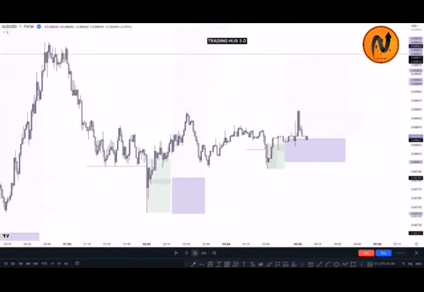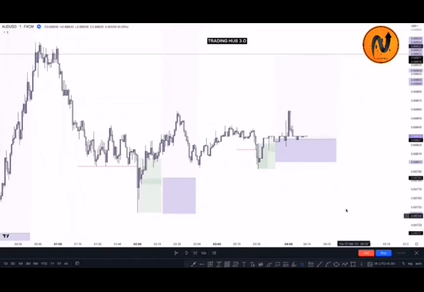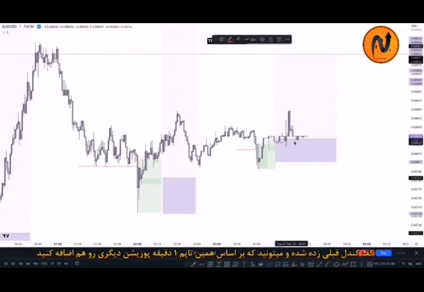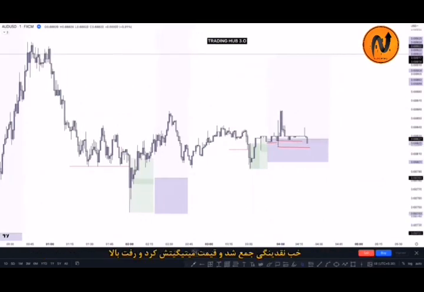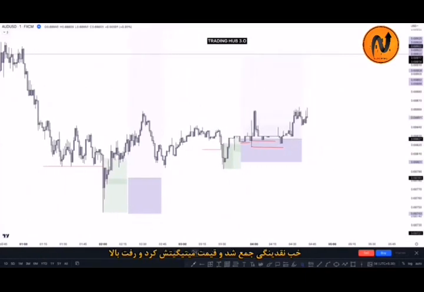Okay. And this is the 1 minute. If you want to scale here, the previous structure taken out liquidity, you can add one more position here based on the 1 minute time frame. Liquidity sweep here. Okay, mitigate and push higher again.